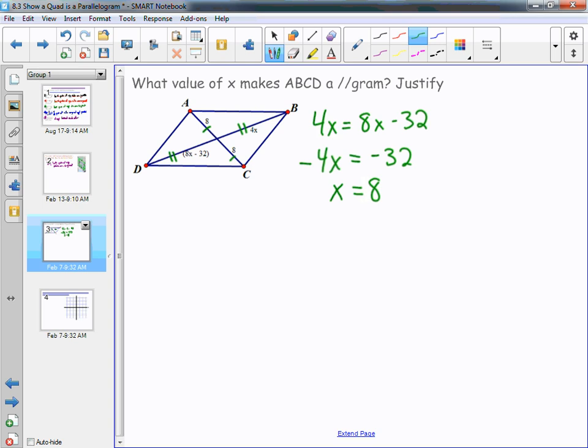To justify, the diagonals bisect each other. That is how we are justifying why we set it up the way we did.